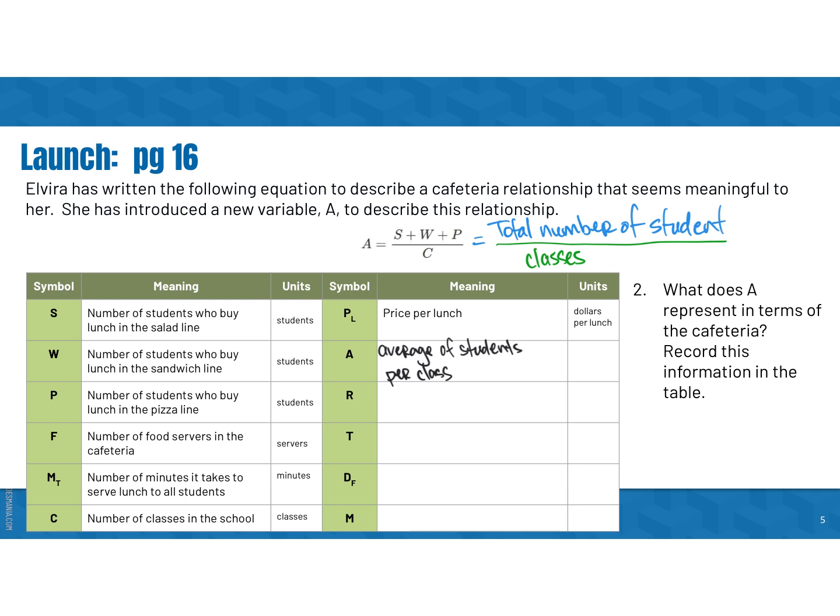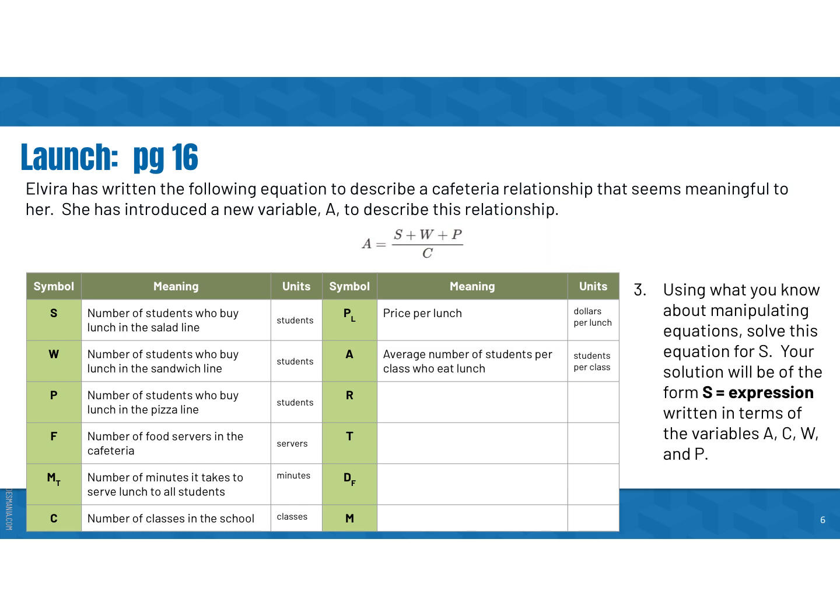And the unit is going to be students per class. All right, so now we're looking at number 3. So notice how this average kind of stuff is filled in. It says, using what you know about manipulating equations, solve this equation for S.